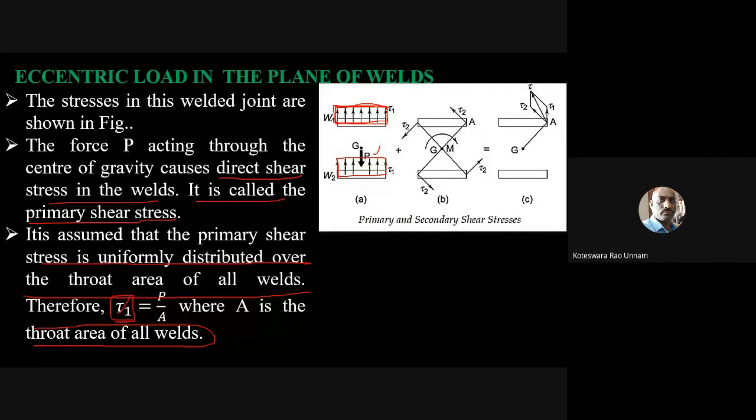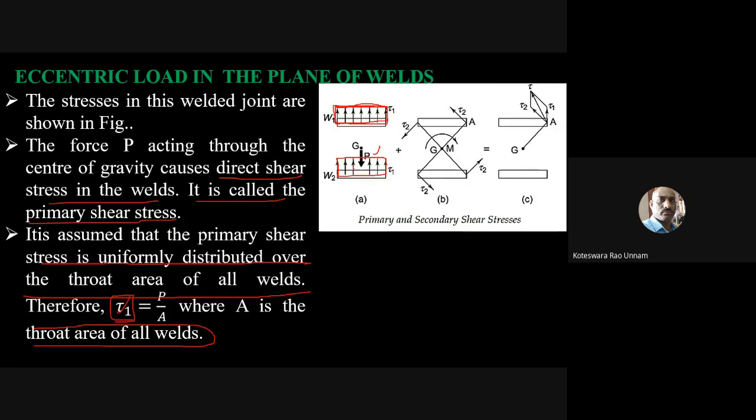So that means if you have two welds, you need to calculate the throat area of the two welds. If 3 welds, you have to calculate 3 weld areas, like that. Depending upon the number of welds in a given problem, you have to identify and calculate the area of all those welds, then sum up so that you get the total area of the welds.